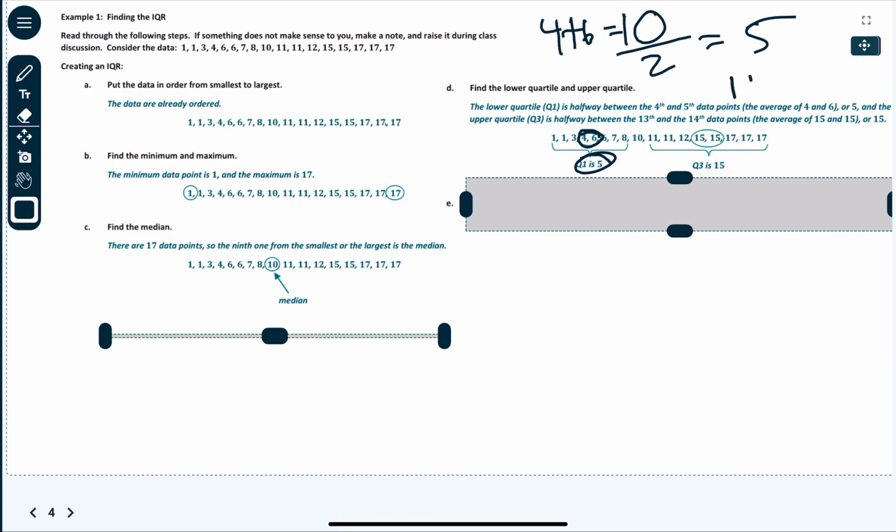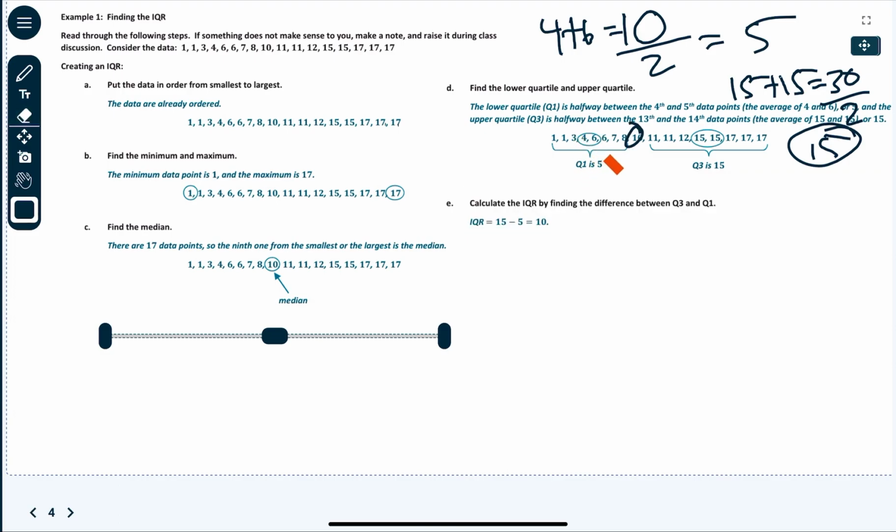Now, if we look over here, the 2 numbers just happen to be 15. So if we add those together and divide by 2, of course, we get 15 again as the upper median. 5 is the median of the lower quartile, or Q1, and 15 is the median of Q3. So you find the median, and then you break it into two, and then you find the other two medians.